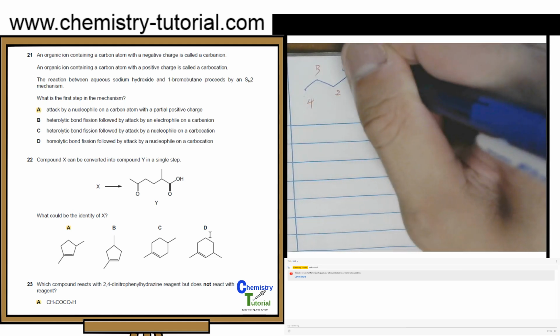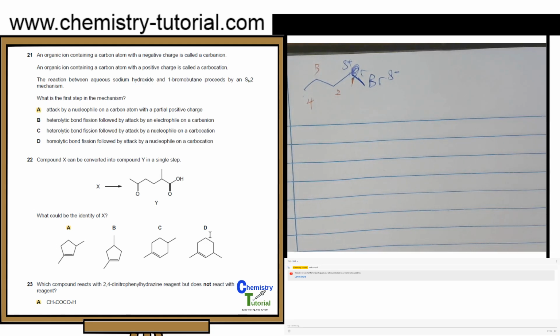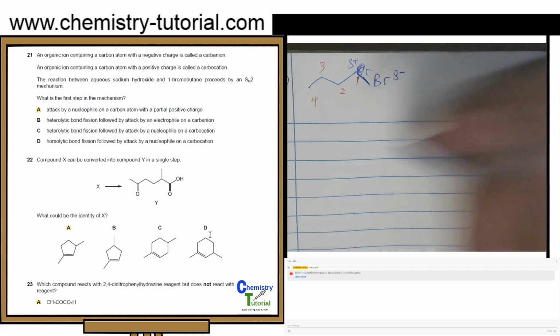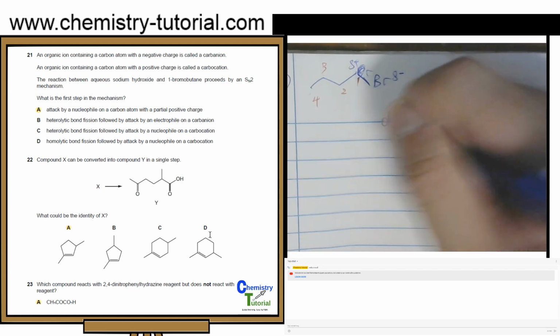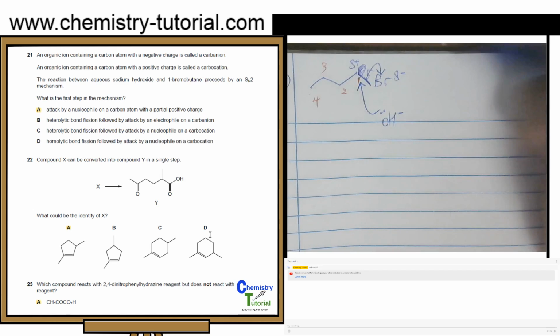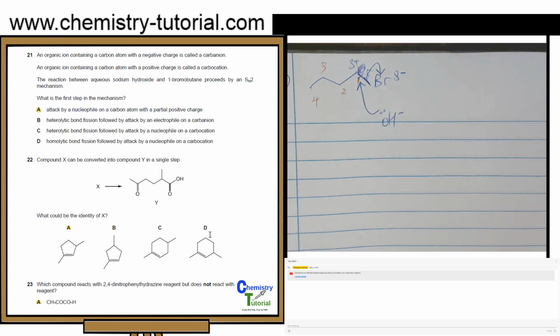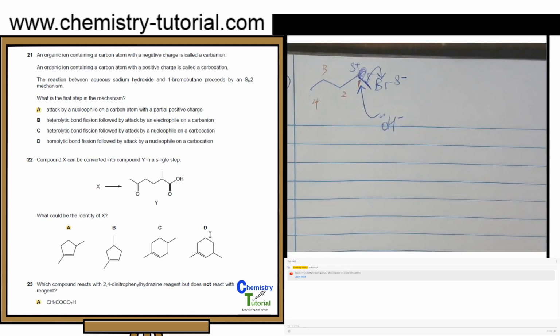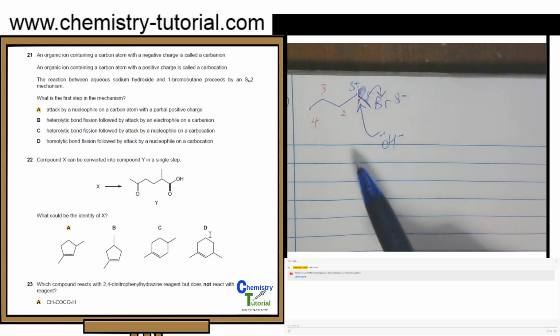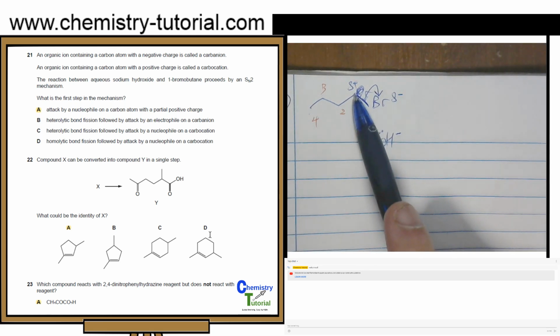So this carbon 1 will be given a delta plus charge. This bromine will be given a delta negative charge because bromine is more electronegative than the carbon atom. Hence, your hydroxide ion, the nucleophile, will use the lone pair from the oxygen atom to attack this carbon atom and cause a simultaneous forming of the C-O bond and breaking of the C-Br bond to form a pentavalent complex, which cannot be isolated, by the way. Now that you know its mechanism, the answer in this case will be obvious, which is option A, because the first step involves the attack by a nucleophile on a carbon atom with a partial positive charge.